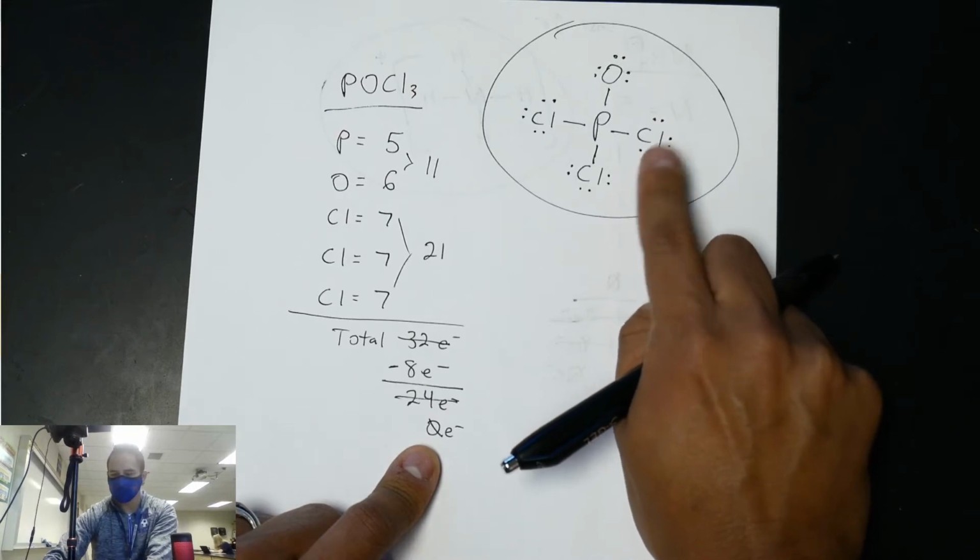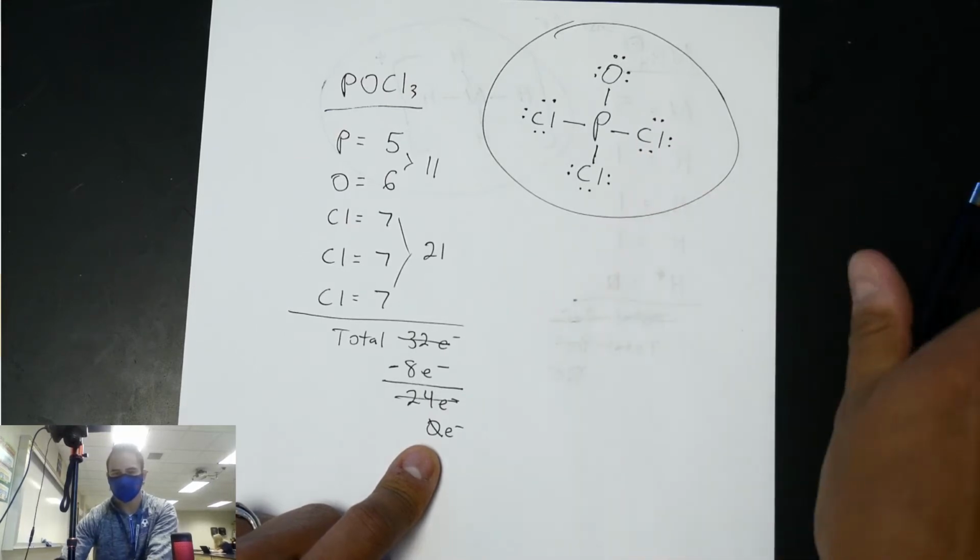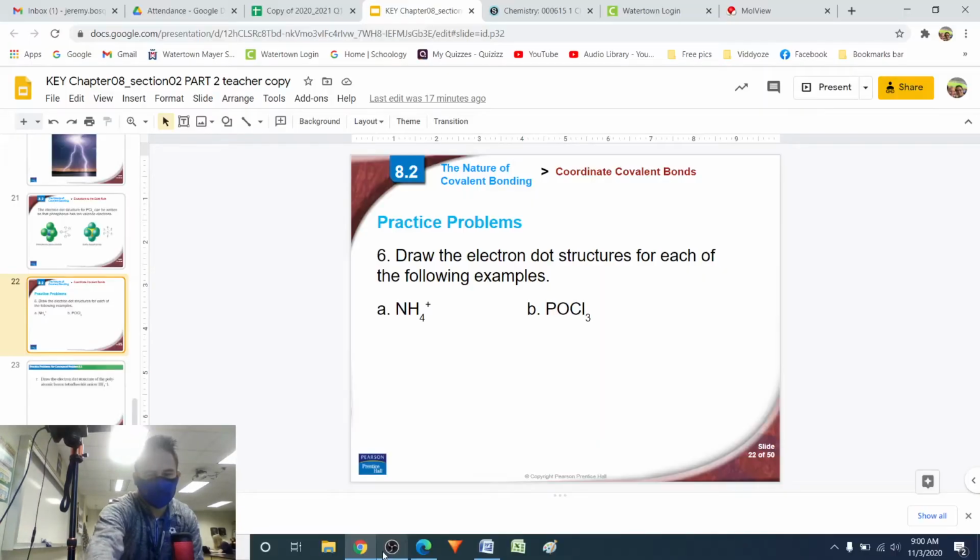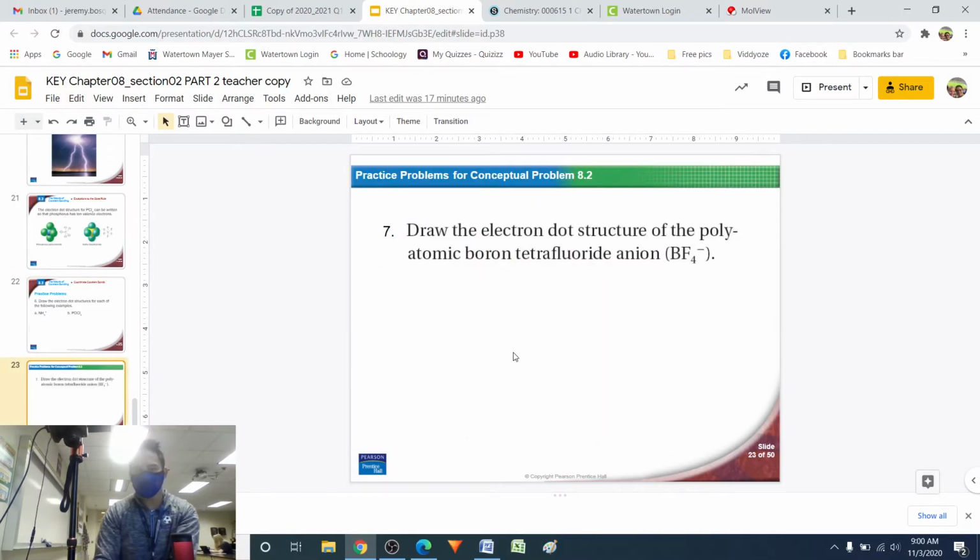Okay, and again, we would put this in our slides, but we're just going to do it on paper for right now. All right. So let's move on to the next problem here, number 7. It says, draw the electron dot structure of the polyatomic boron tetrafluoride anion. So they're giving us a chemical formula for this polyatomic ion, but it is BF4 minus. All right, so again, we're going to do this on paper. So let's switch our camera back to our paper here. Again, make sure we can see everything. Perfect, looks good.